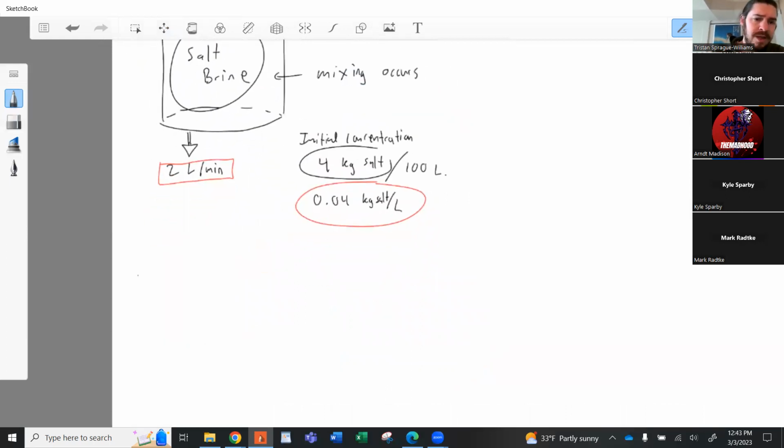So let's have f of x, or let's call it y. Y equals the kilograms of salt in the tank. If we set y equal to the kilograms of salt in the tank, then we can look at rates of change in that. And that'll help us set up our differential equation.